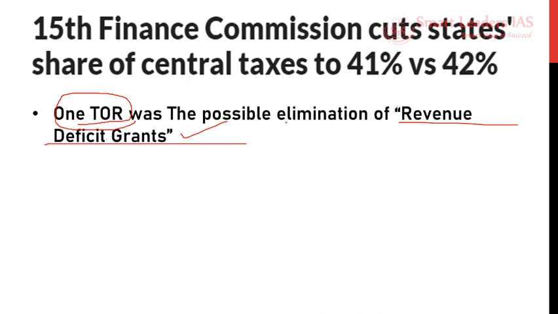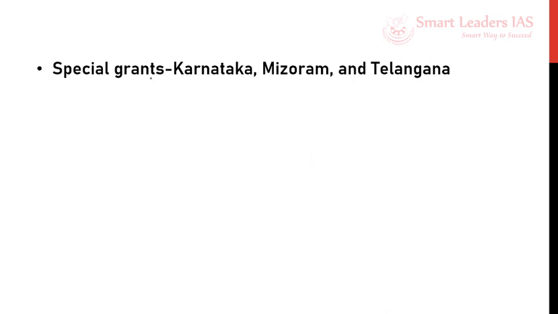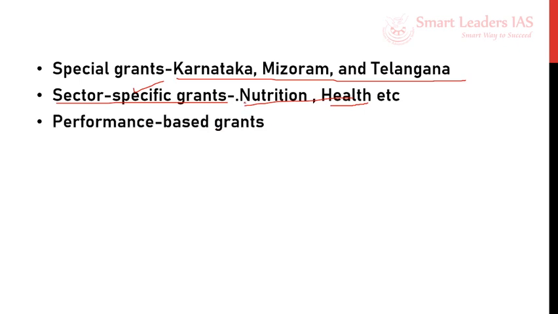Should we eliminate it, was also a term of reference, but the Finance Commission has not eliminated it. Rather, it has said many states are at a disadvantage, especially Karnataka, Kerala. These are states at a disadvantage. You have to give them revenue deficit. So no question of eliminating revenue deficit grants. Along with that, it has said special grants for Karnataka, Mizoram, Telangana should be given. Sector specific grants from henceforth, over sectors like nutrition, health, education, sector specific grants will have to be given to states. Performance based grants should also be given, local body grants.